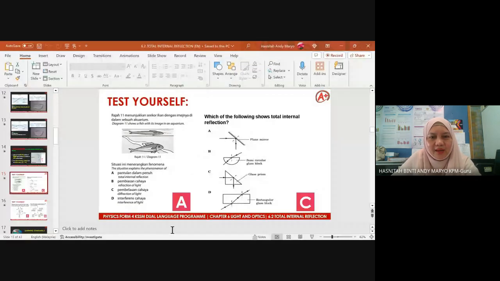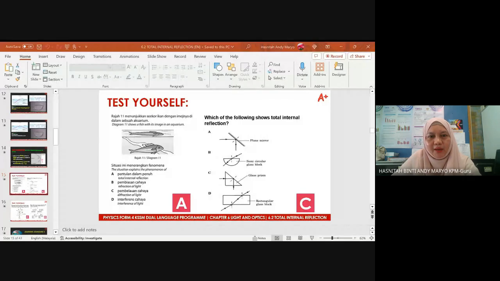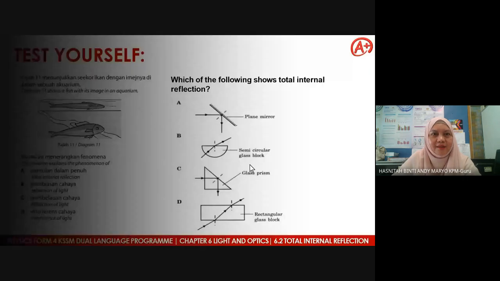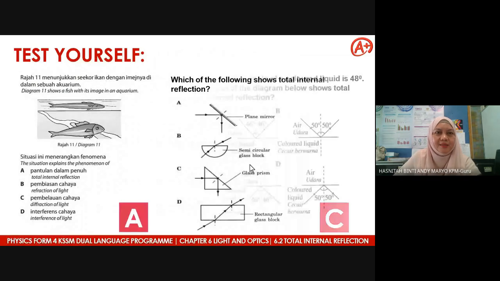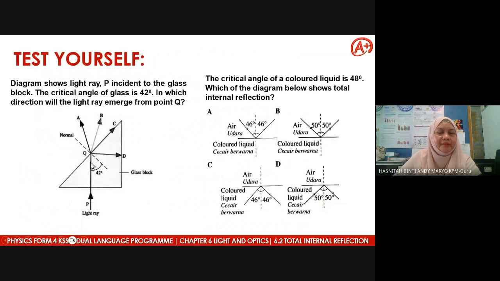Are you clear with that for question 2? You can make corrections if you chose the wrong answer for number 2. Next, what about question 3? This diagram shows light ray P below, incident to the glass block. Given that the critical angle of the glass is 42 degrees, in which direction will the light ray emerge from point Q? Okay, students.